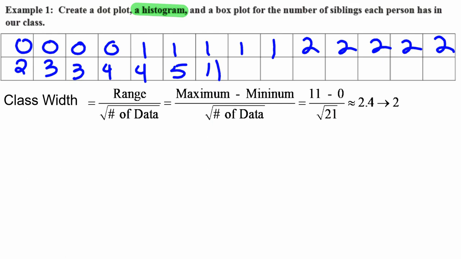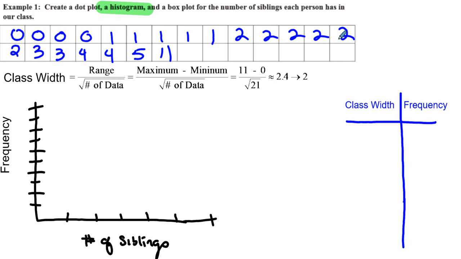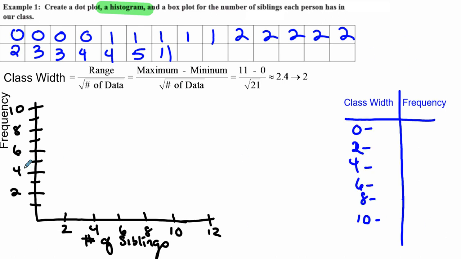So when I start making my histogram, I'm going to make my independent and dependent axis. The independent is going to represent the number of siblings. The dependent is going to represent the frequency that occurred. And I'm also going to use this width to set up my scale. So I would start 0, 2, 4, 6, 8, 10, 12, and so on to represent the data that I had in my collection. Frequency, I could count by 1s or 2s. It really depends on what I'm seeing for the number of siblings. So I think counting by 1s would be appropriate.